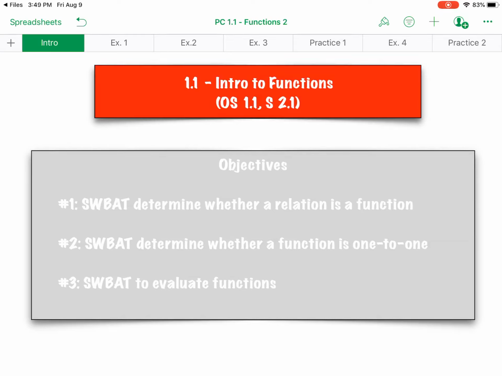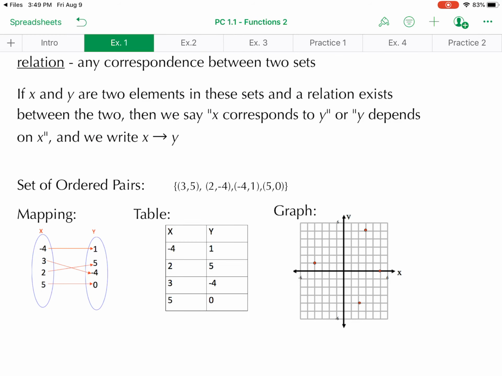All right, in section 1 of our first unit, we're going to be reviewing what it means to be a relation, what it means to be a function, and then what might be new for some of you is what it means to be a one-to-one function. We're also going to look at evaluating functions, which you should have some experience with already.